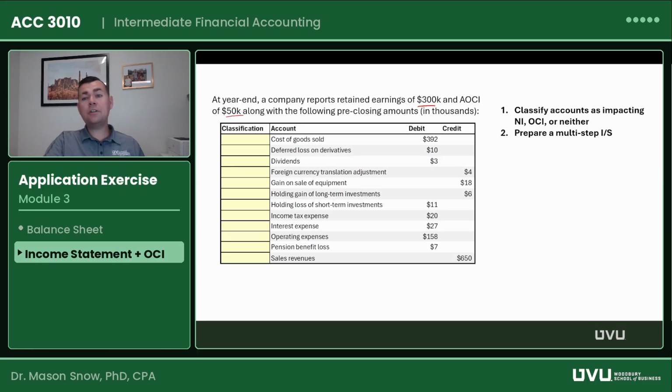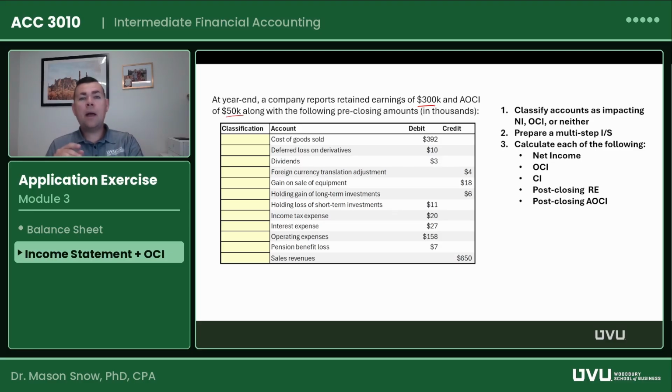After doing that, I want you to prepare an income statement, but I want you to do it using a multi-step format, which if you recall means show all those intermediate calculations. Show me what gross profit is, operating income, earnings before taxes, before ultimately arriving at net income. Then I want you to calculate several figures for me. If you've done that income statement, you should already have net income, but I additionally want you to solve for other comprehensive income, and then the post-closing balances for both retained earnings as well as accumulated other comprehensive income there.